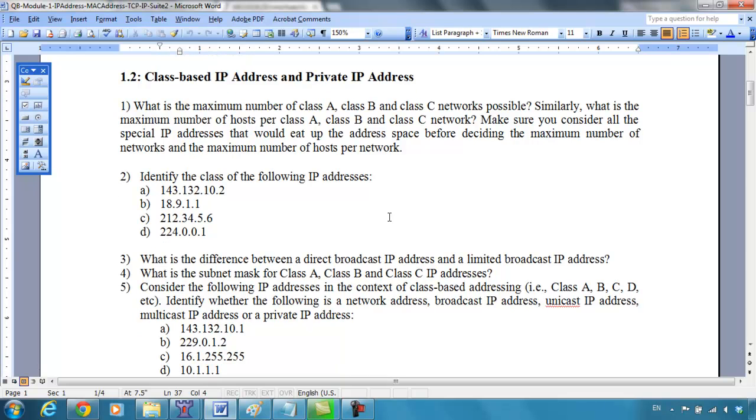So what's the difference between a directed broadcast IP address and a limited broadcast IP address? A directed broadcast IP address is used to broadcast a packet from one network to a remote network.